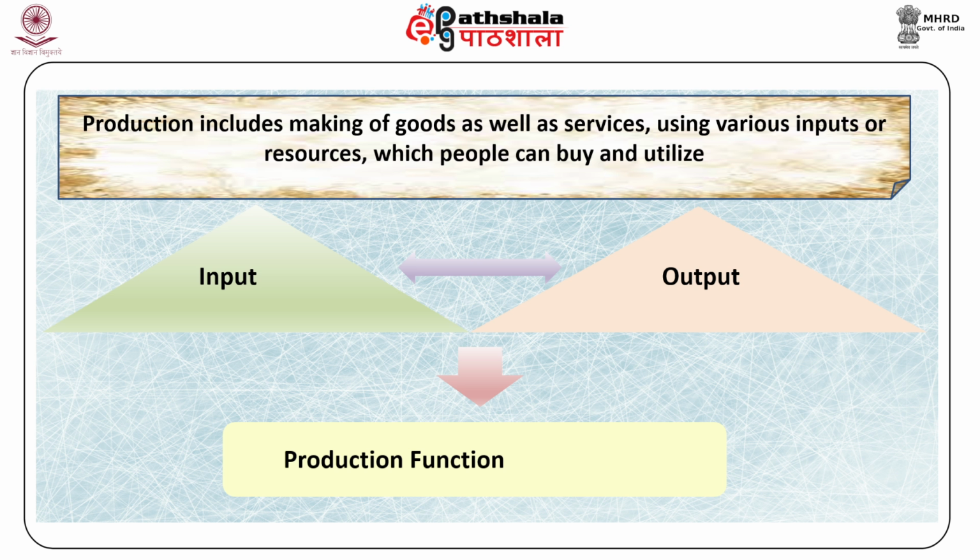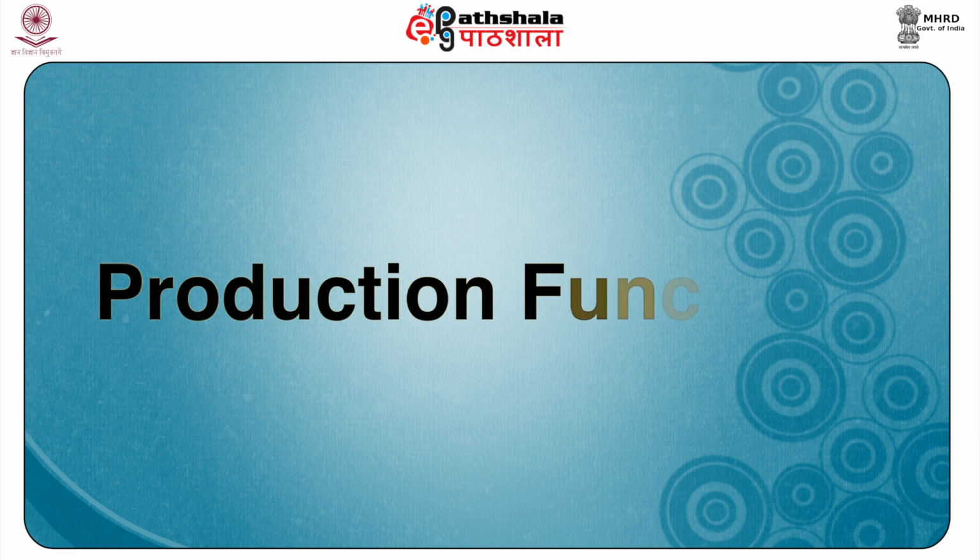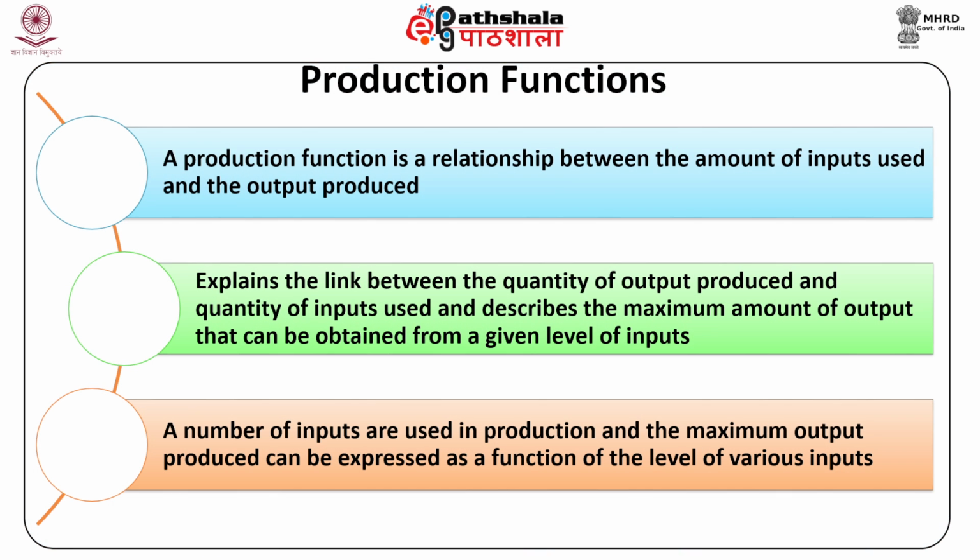This relationship is given by a production function, a concept that is explained below. Production function. A production function is a relationship between the amount of inputs used and the output produced. It explains the link between the quantity of output produced and quantity of inputs used. It describes the maximum amount of output that can be obtained from a given level of inputs. Typically, a number of inputs are used in production. The maximum output produced can be expressed as a function of the level of various inputs.